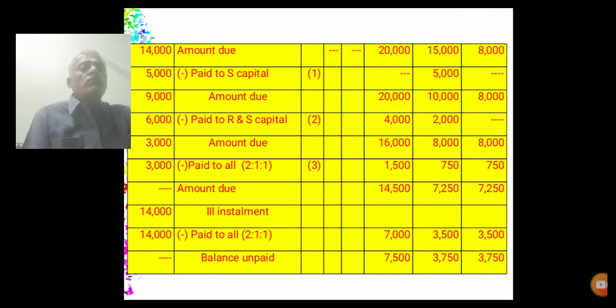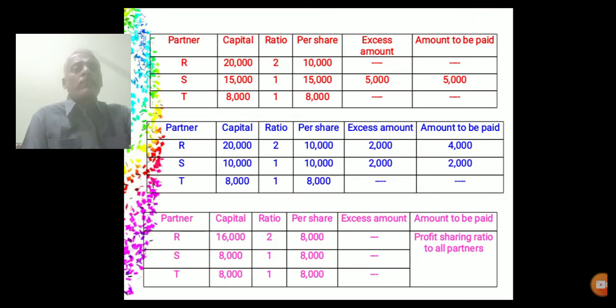After paying S, the balance amount due is 20,000, 10,000 and 8,000. Amount available is 9,000. For that, again workings should be made. Partners' capital account, ratio, per share. Looking at the per share capital, R and S have the same amount, 10,000 rupees. Their capital per share is uniform. For T, it is 8,000. So compared with R and S, T has less capital, and the excess amount kept by R and S is 2,000 each. So the excess amount 2,000 should be entered. The amount to be paid to R is 2,000 into ratio 2, so 4,000 should be paid to R, and to S 2,000 should be paid. So totally 6,000 should be paid.